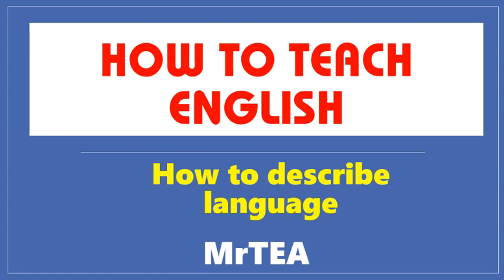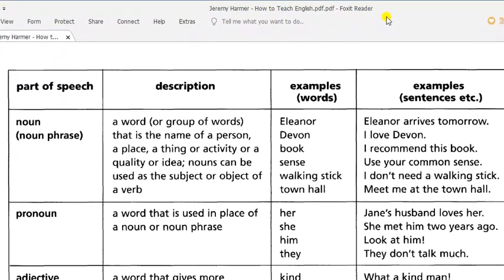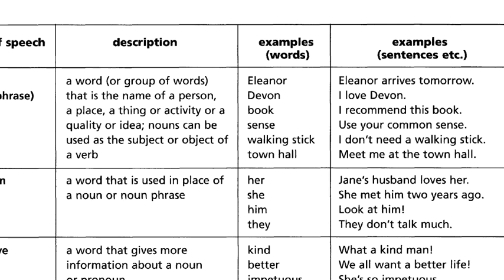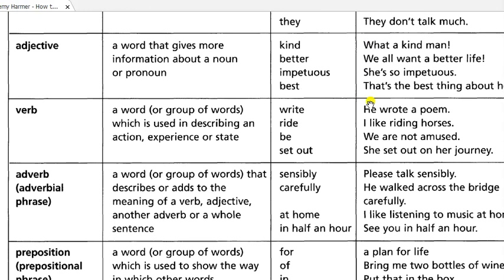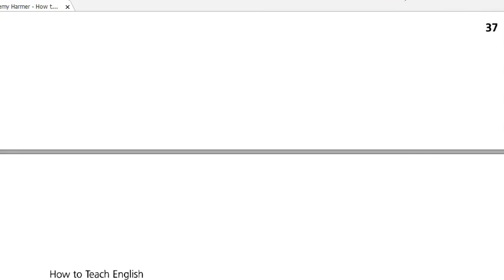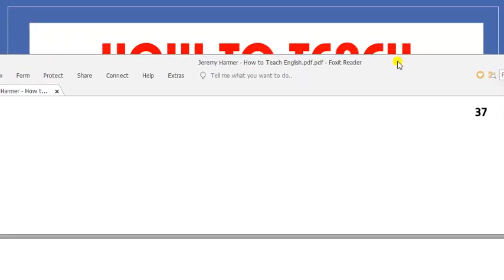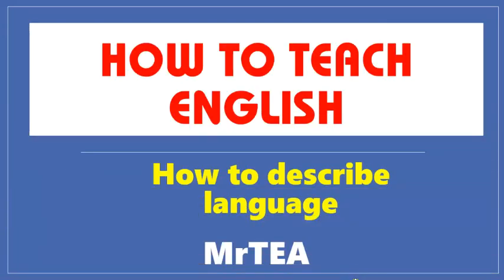So here is the chart. Parts of speech. Determiner. Example: see countable and uncountable nouns on page 36.